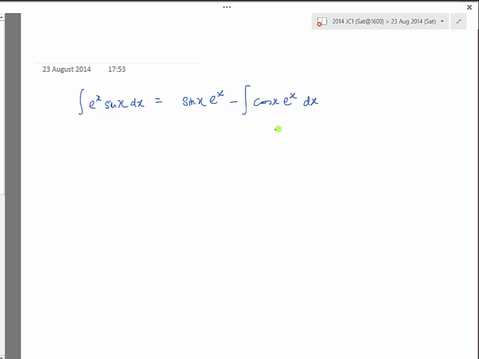Make sense? Okay, but then, Mr. Ang, another by parts, no? It's okay, do it again. So you do it again, put a big bracket, do another by parts. So we keep the cosine, integrate the e^x again, minus away the cosine. Now what do we do? Differentiate. Negative sign, negative sine.